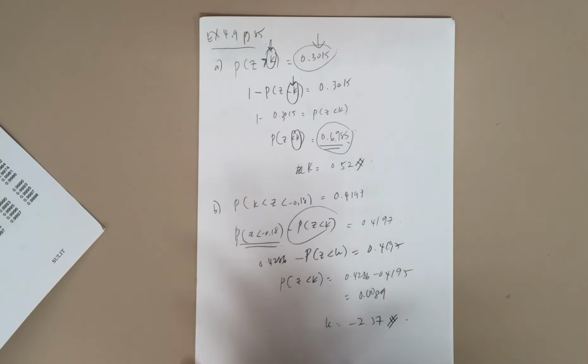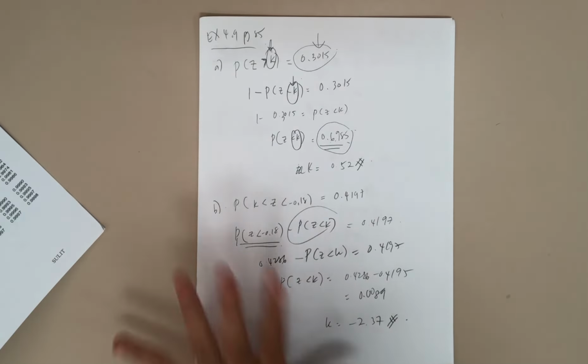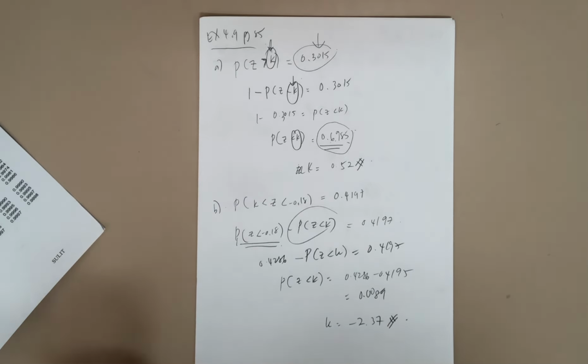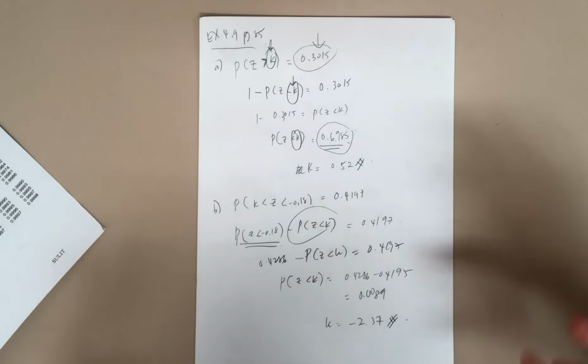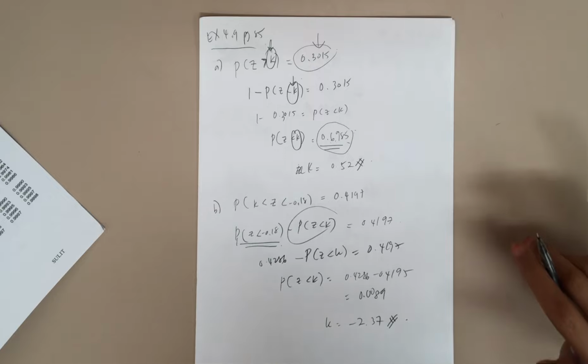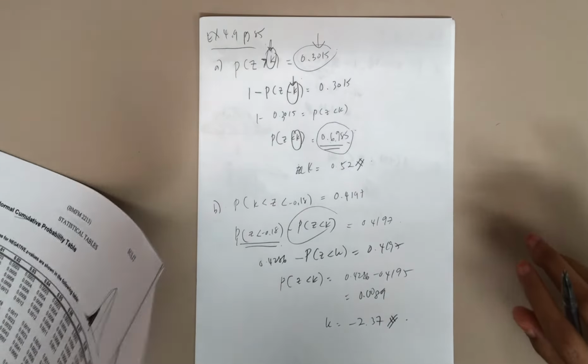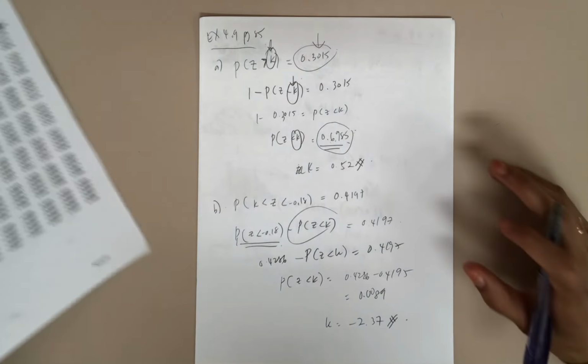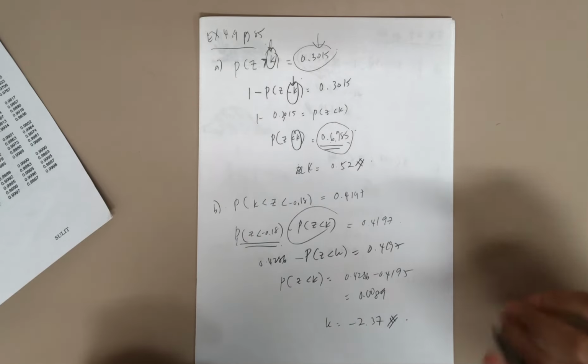Okay, this example is about standard normal. Okay, class, standard normal. So for the next example, I will give you an example of how to standardize. Okay, how to standardize a normal distribution, means that the idea is how to change from normal to standard normal. Okay, we still use the same table, cuma dia ada extra steps. Okay, alright class. So I will see you in the next video.